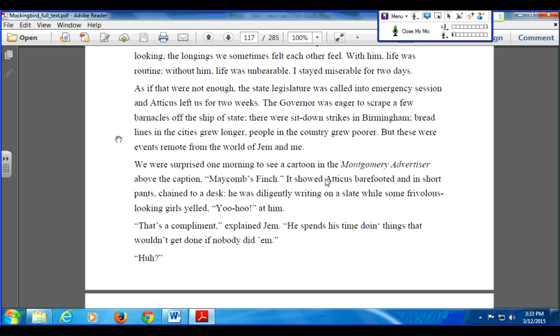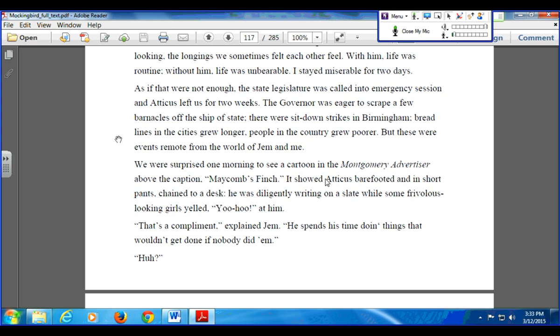There were sit-down strikes in Birmingham. Bread lines in the cities grew longer. People in the country grew poorer. But these events were remote from the world of Jem and me. We were surprised one morning to see a cartoon in the Montgomery Advertiser about the catch of Macomb's Finch. It showed Atticus barefooted and in short pants, chained to a desk. He was diligently writing on a slate while some frivolous-looking girls yelled "Yoo-hoo" at him.